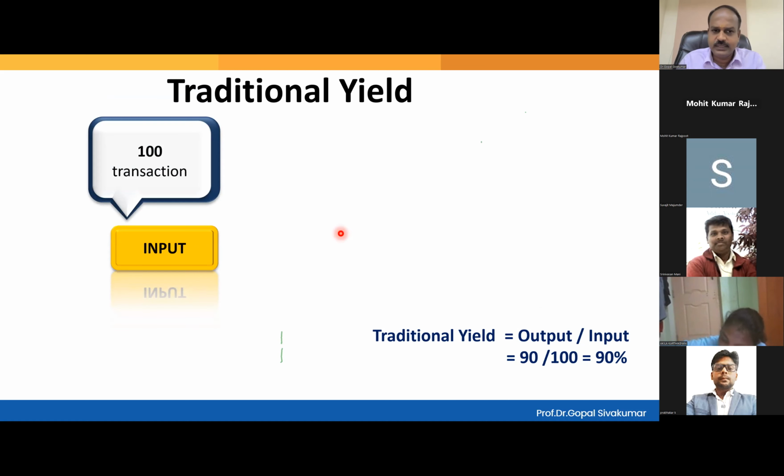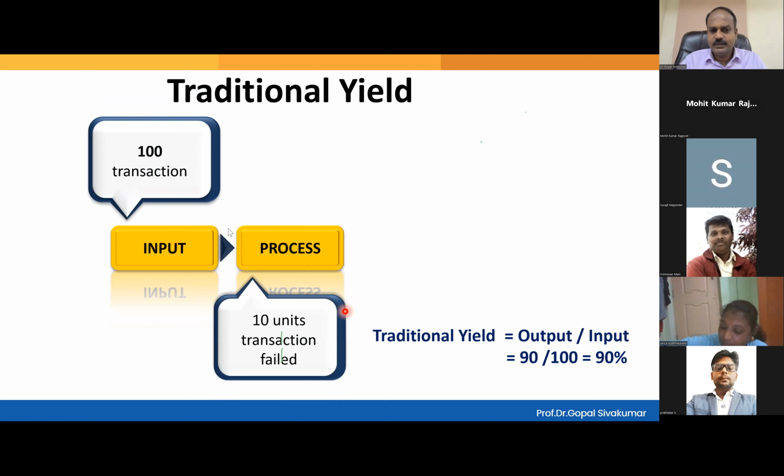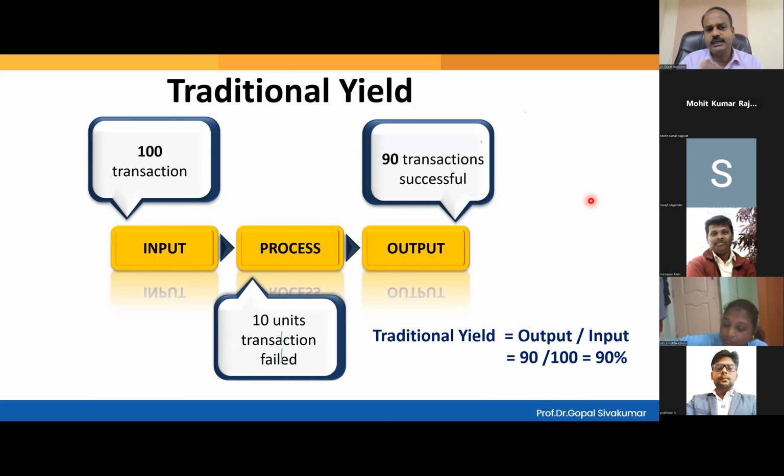So that is illustrated in the form of a process. 100 transactions is the input. Out of that, 10 transactions failed. So how many transactions are successful? 90 transactions are successful. So the yield is 90 by 100, 90%, which is traditional yield. Hope it is clear.